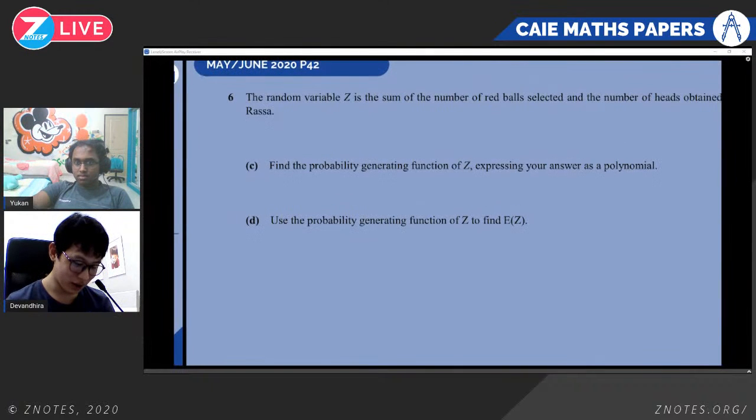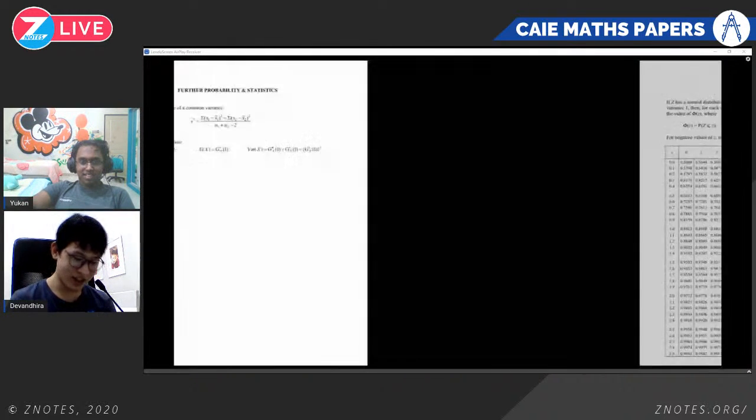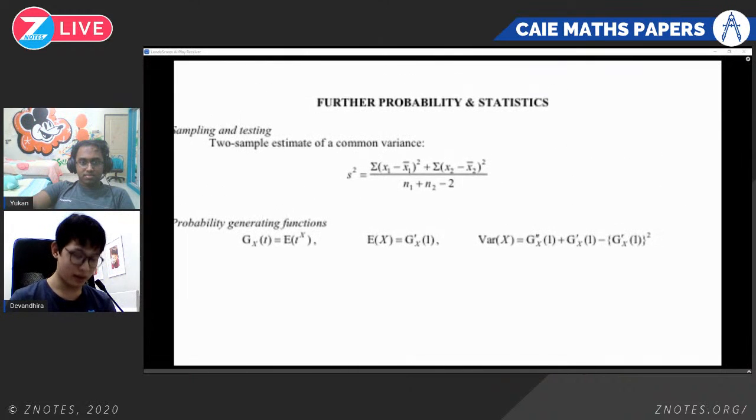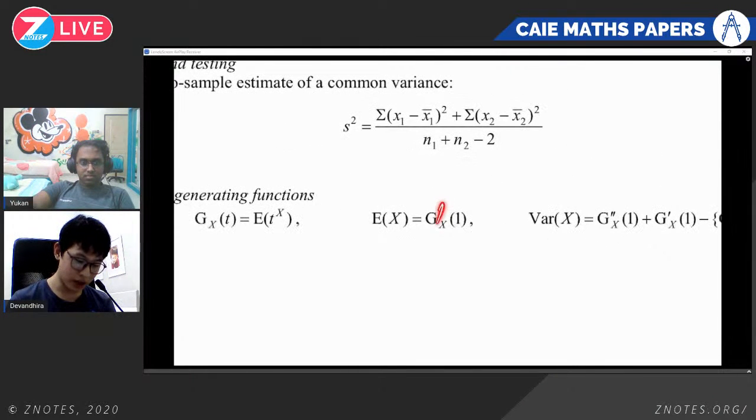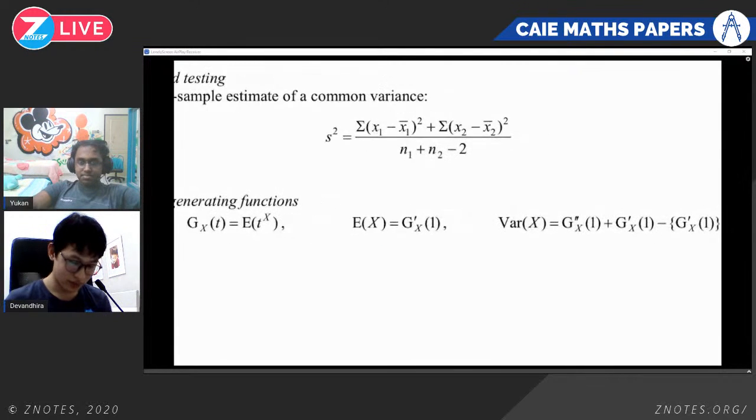Now for letter D, use the probability generating function of Z to find the expectation of Z. Do you know how to find the expectation of Z? From the probability generating function, no, I don't think so. If you don't know how, it's in the formula sheet. So when you have a PGF, you just have to differentiate it, and you put 1 in, and that's your expectation. It's so cool, right? You just have to differentiate and put 1.